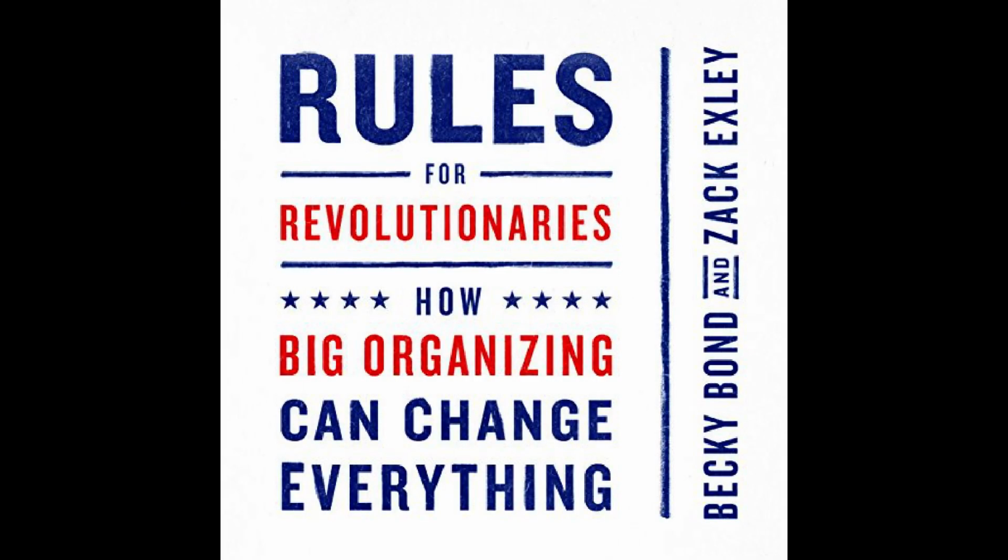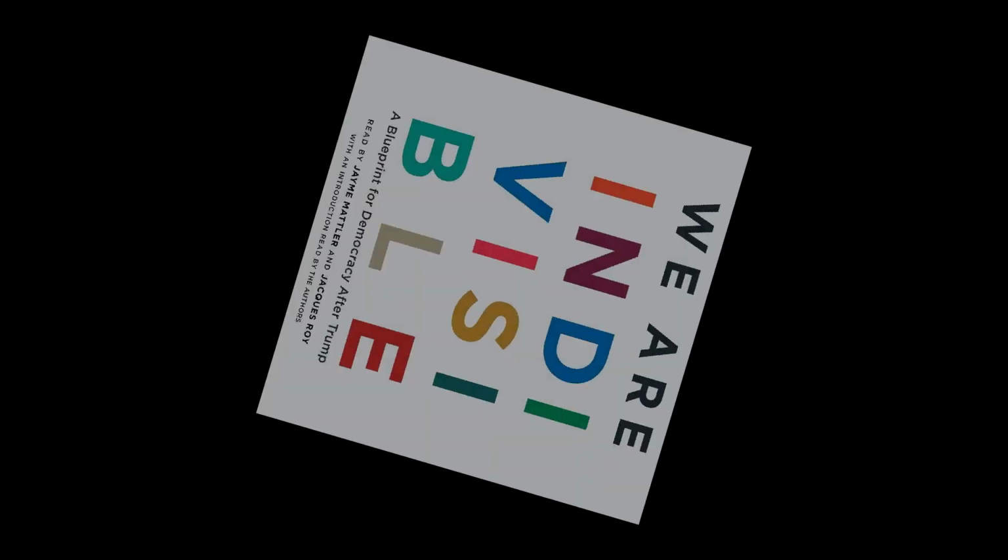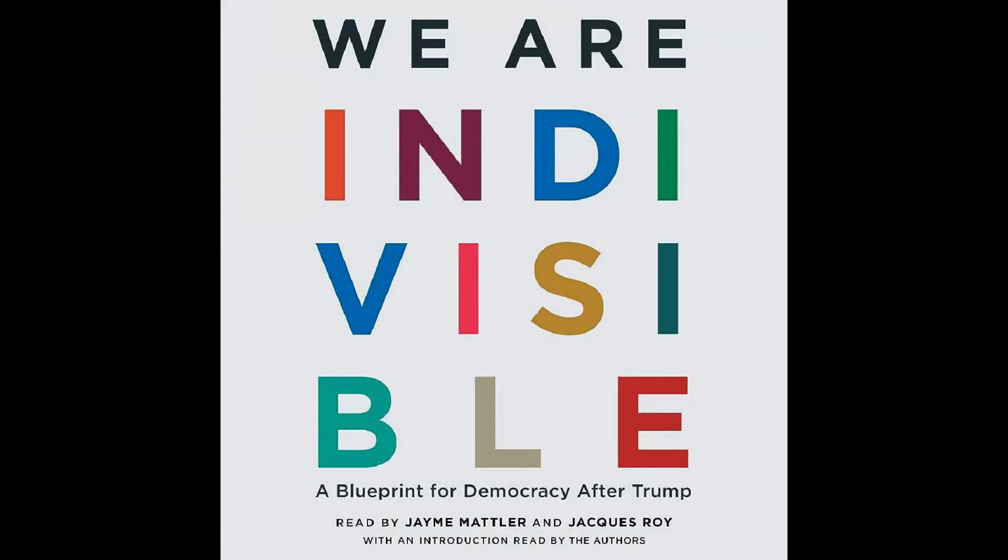A good read on electoral organizing and distributed organizing together is Rules for Revolutionaries by Zach Exley and Becky. I also would recommend We Are Indivisible by Leah Greenberg and Ezra Levin.